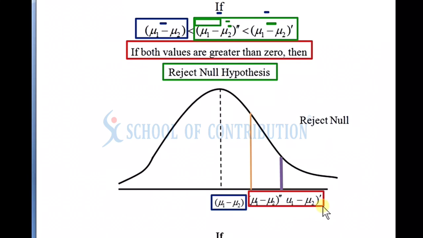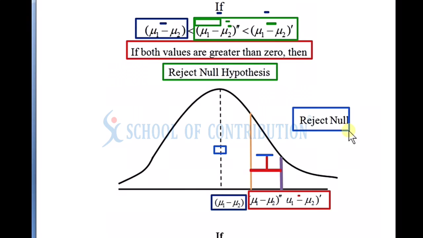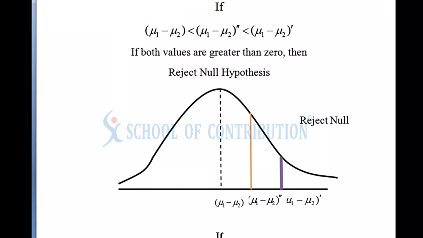As we see in the graph, this is the difference between the two population means, and these are our two interval values. This is our positive interval because both interval values are positive, and in this interval we do not find the difference between the two population means that is equal to 0, because it is located over here. Since we do not find 0 in this interval, we reject the null hypothesis.